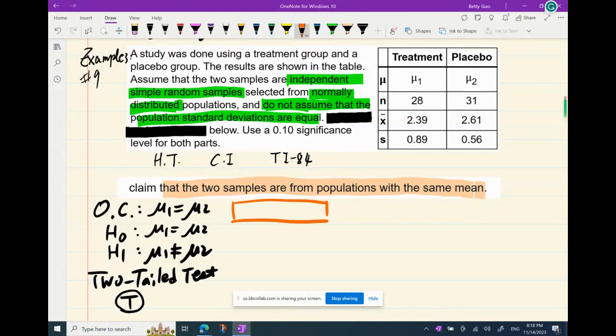Let's see if you can guess. Let's go to stat and tests. Two population mean, right? And it's a t-test. What do you think? Which one do you think is going to be? Go through the menu, and which one? It has to be a t-test, by the way.